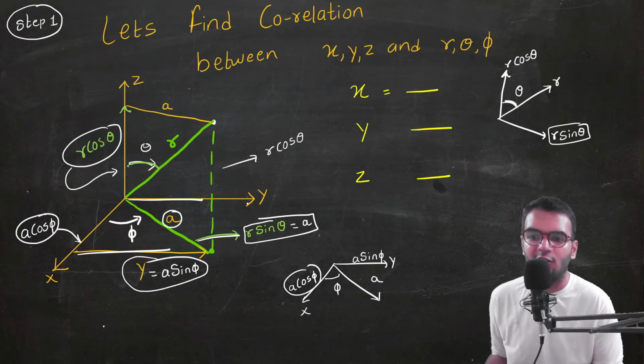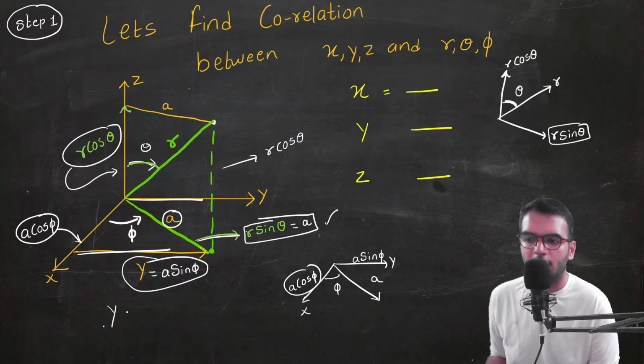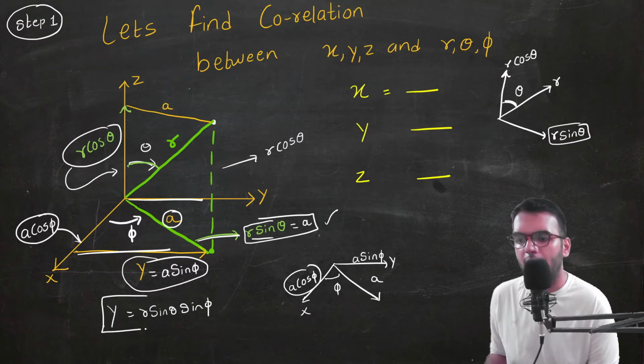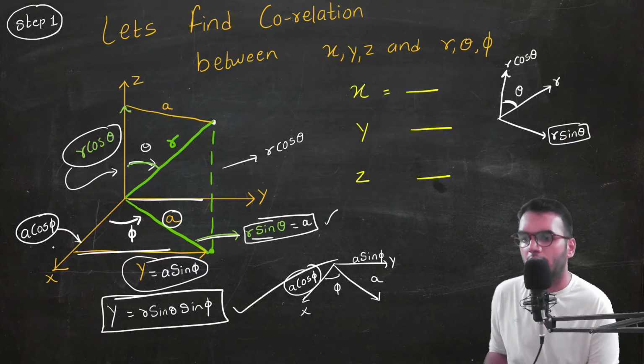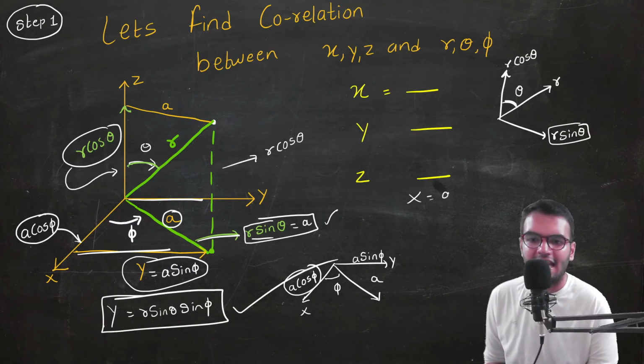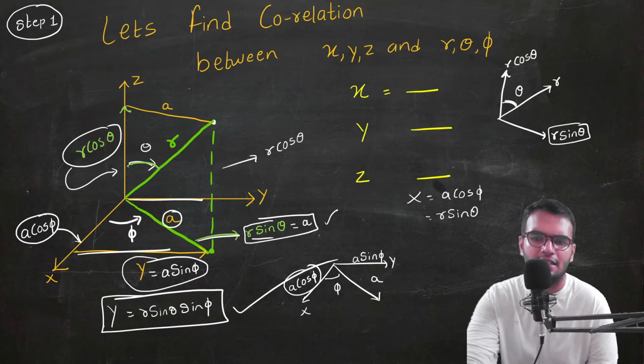But guess what? I already know the value of A. So what is my Y? Y is equal to A sin phi. What is A? A is equal to R sin theta. So Y is R sin theta times sin phi. What is my X? X is equal to A cos phi, and A is R sin theta, so X is R sin theta times cos phi.